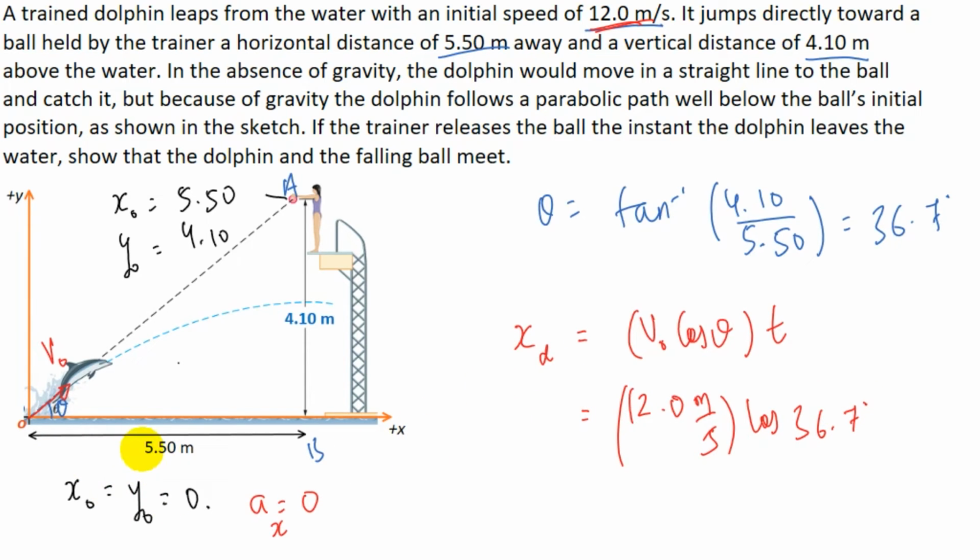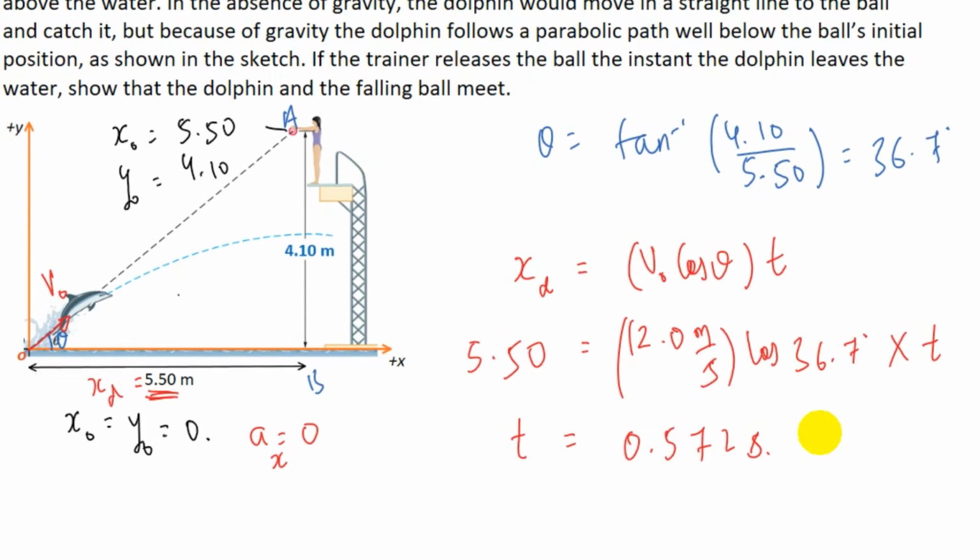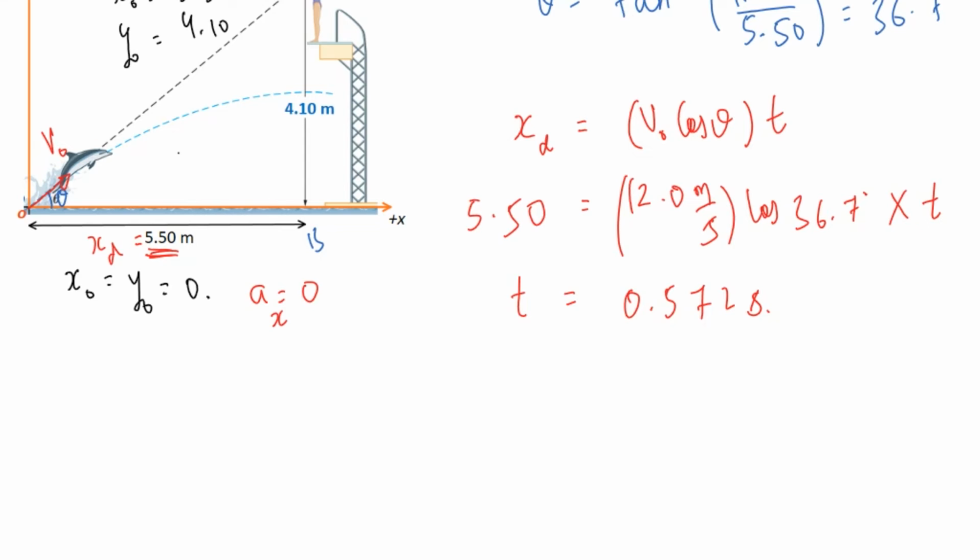xd, we have this distance, which is 5.50 meter. This is multiplied with t, and on further solving, we'll get the value of time to be equal to 0.572 seconds. So the dolphin takes this much time to travel a horizontal distance of 5.50 meter. Now we'll calculate the y value for the dolphin at this time. For that, we can use this equation, y d for the dolphin, is equal to v naught sine theta times t minus 1 over 2 g t square.